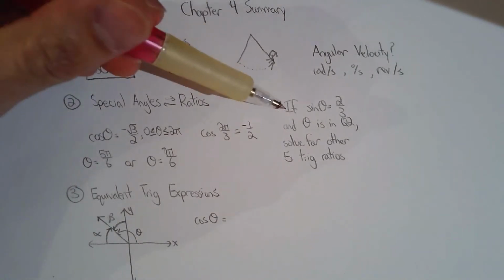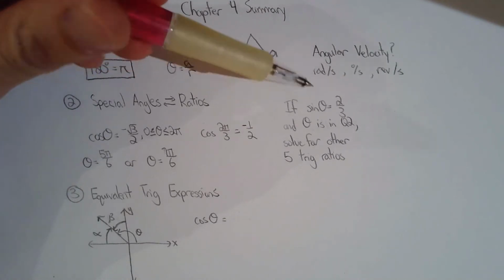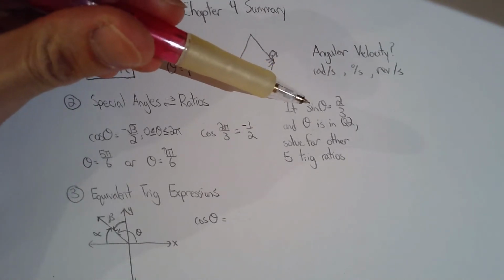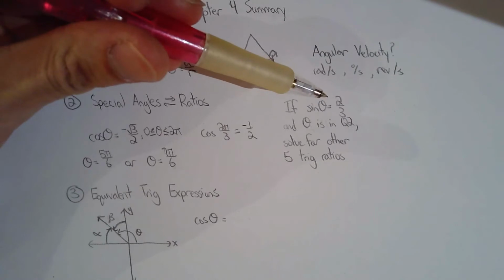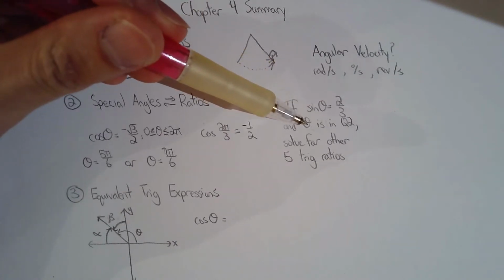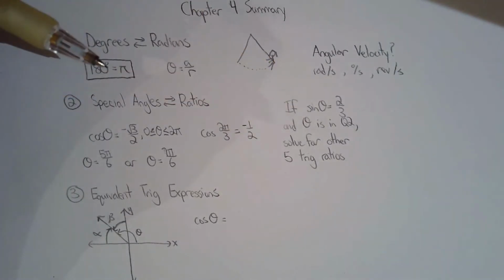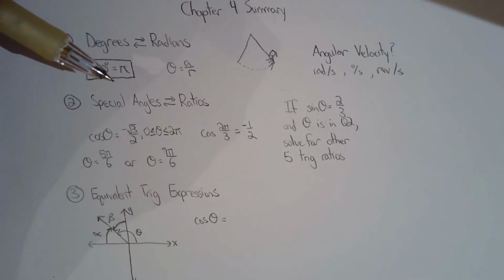Another common question is if I give you one of the ratios, for example sine theta equals 2/3, and I give you the location of the angle, then you should be able to solve for the other 5 ratios: the cosine ratio, the tan ratio, secant ratio, cosecant ratio, and cotan ratio.